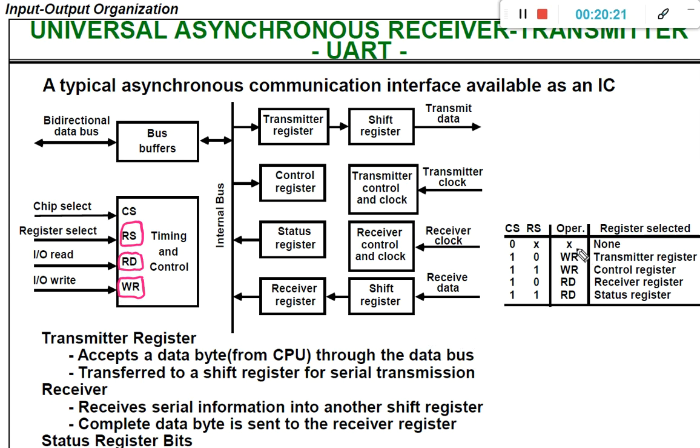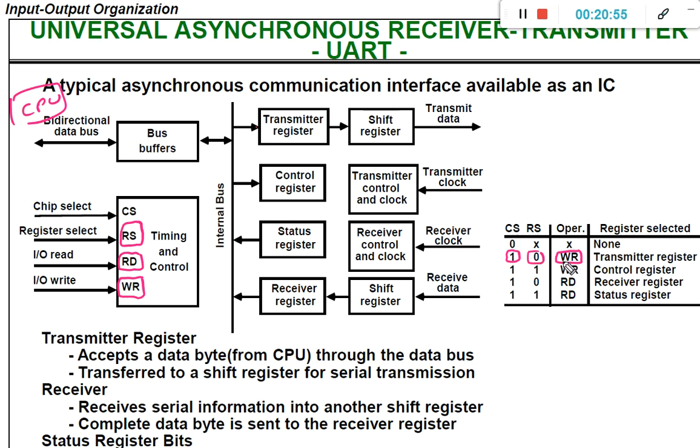Here you can see the first write operation indicates that the CS value, chip select value, as well as the RS value will be 1, 0. This write operation is performed as writing the data from the CPU to the transmitter register. It is recognized by the WR operation if the chip select value is 1 and the register select value is 0.